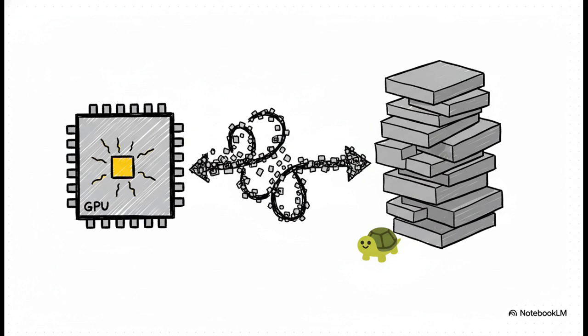You've got a tiny amount of on-chip SRAM that is absurdly fast. Then you have a huge pool of what's called high bandwidth memory, or HBM, which is much slower. The problem is standard AI attention is constantly reading and writing massive amounts of data back and forth from that slow HBM. And it's that round trip, that traffic jam that's slowing everything down, not the actual math.